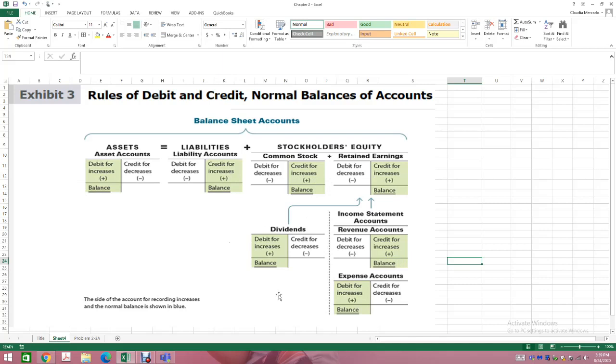I recommend that you print out this map and you have it handy all the time next to you when you're doing your transactions. Okay? Because it's going to help you identify whether you need to debit or credit an account.